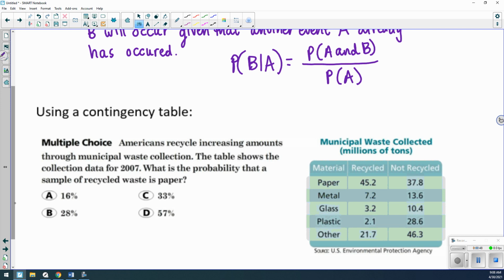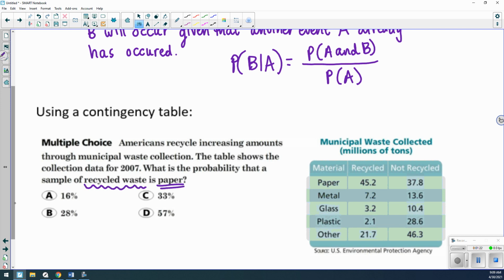With the contingency table, we have some information organized into columns and rows. So as you can see here in this contingency table, we've got municipal waste collected in millions of tons, 5 different materials: paper, metal, glass, plastic, and other. Some of it's recycled, some of it is not. So let's read the question. Americans recycle increasing amounts of waste through municipal waste collection. The table shows collection data for 2007. What is the probability that a sample of recycled waste is paper?